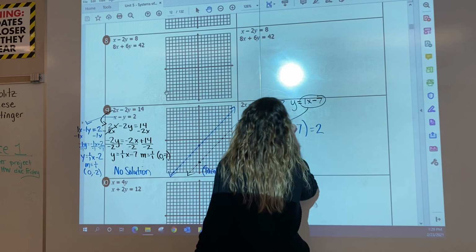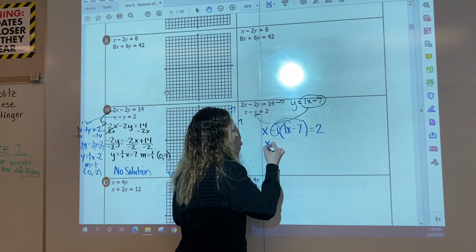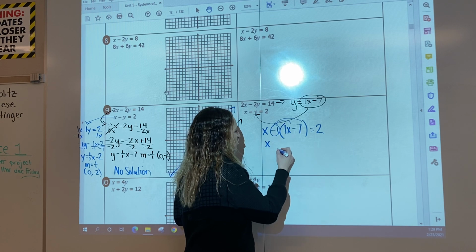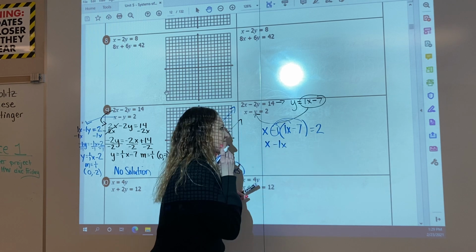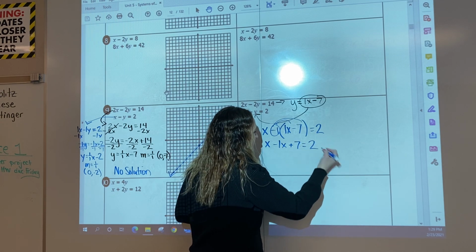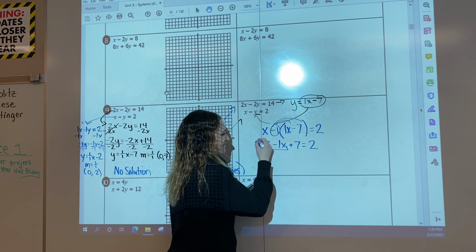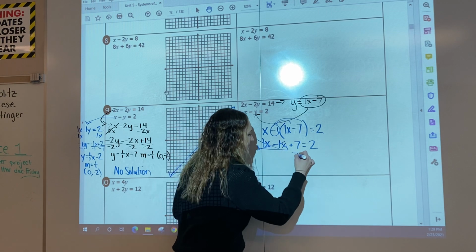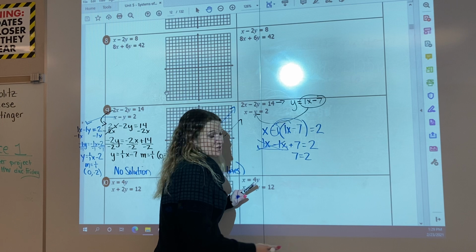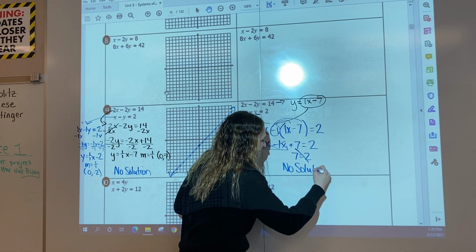So there's an invisible number between those two. It's a 1, so I want to remember to distribute that negative 1. So I have x, negative 1 times 1 gives me negative 1. Negative 1 times negative 7 gives me a positive 7. I have a positive 1x, I have a negative 1x. They cancel each other out. 7 does not equal 2. That's how you know this is no solution.